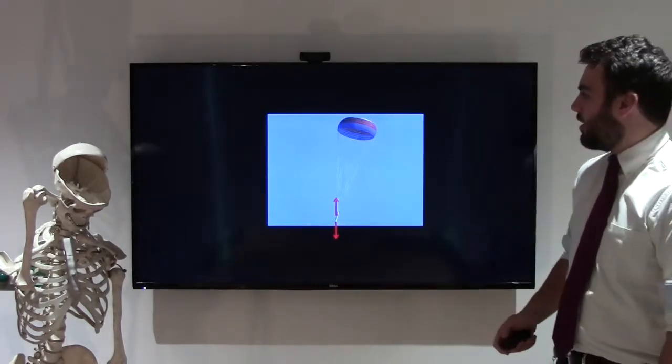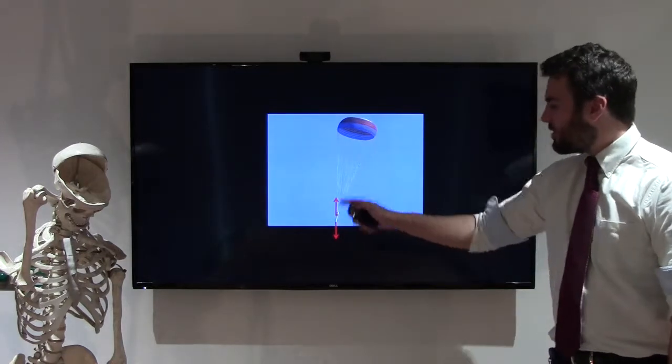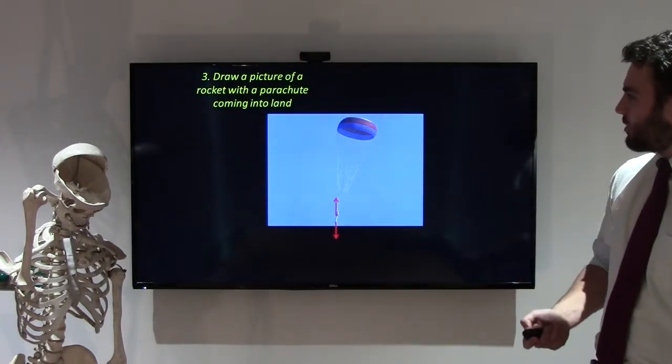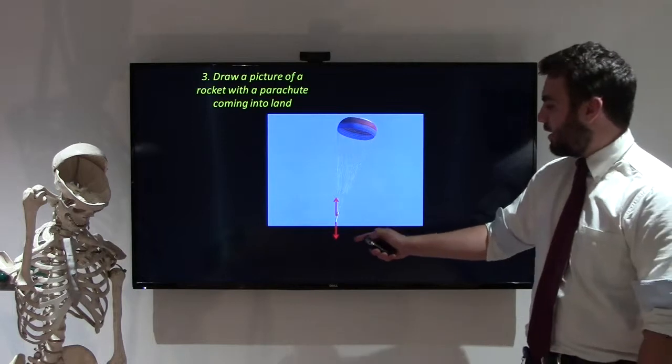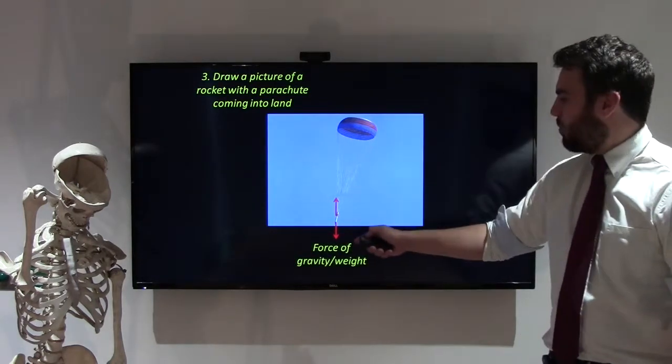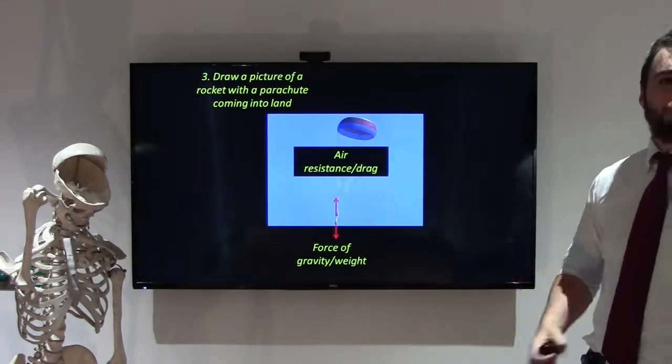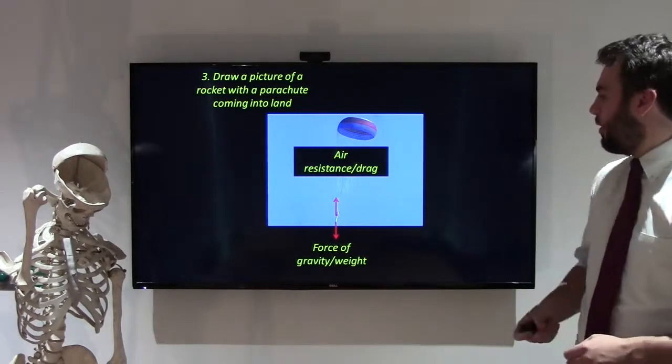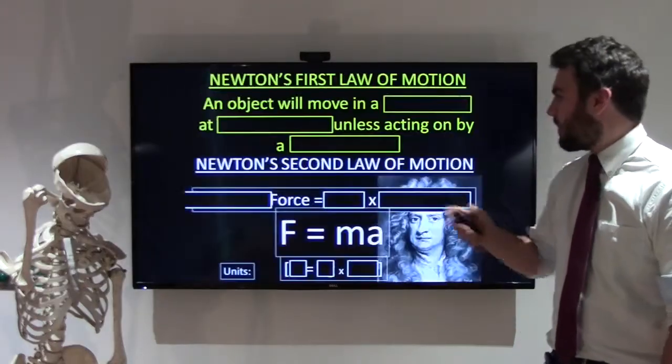What about this one? What's happening? Well, can you see, you can tell, without drawing anything, that I'm at a constant speed because my weight is equal to my air resistance. We can call that terminal velocity. All the information's in there.